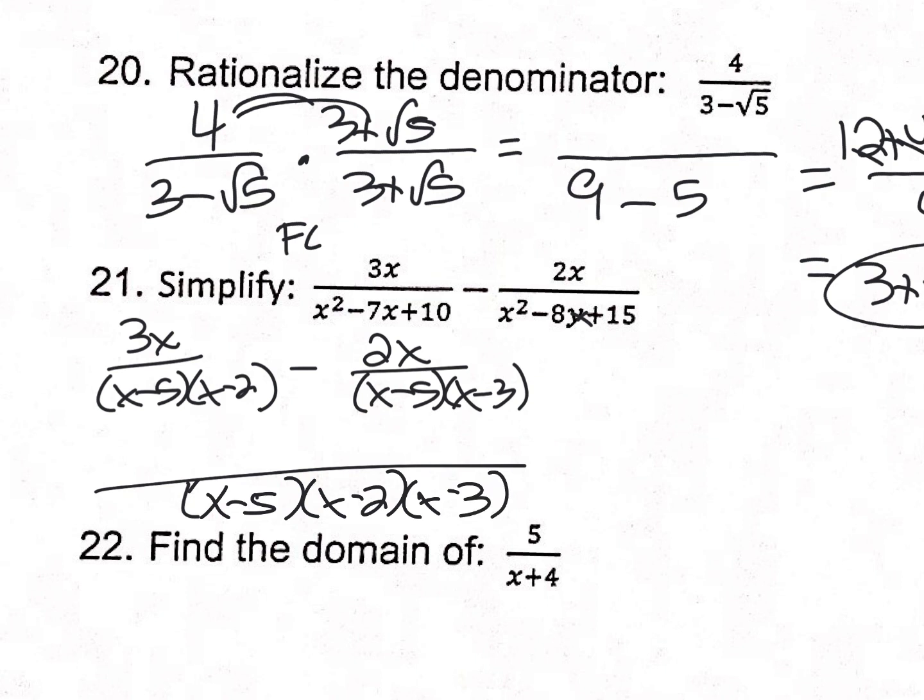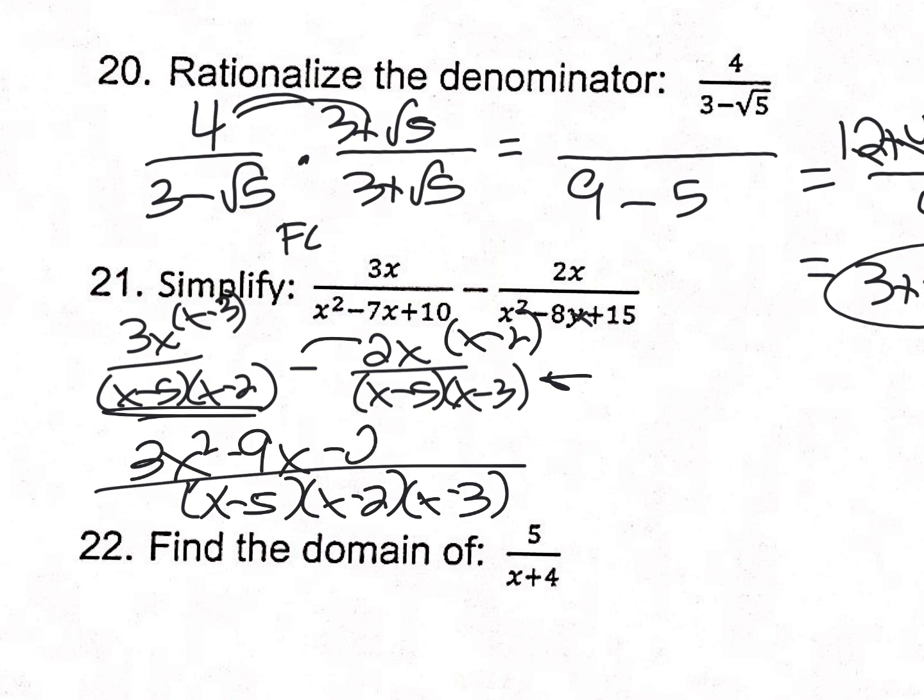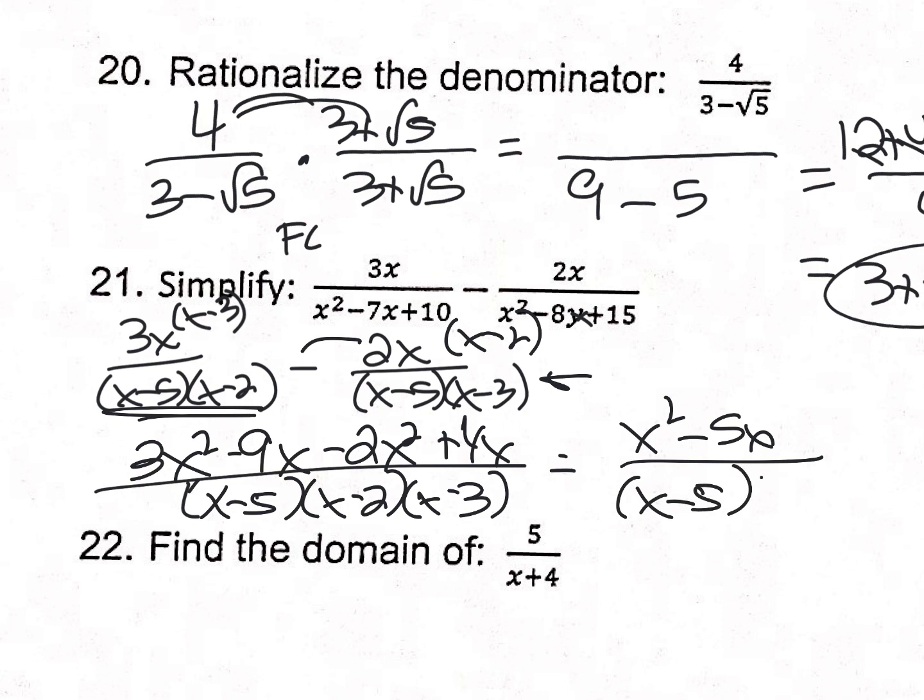So I got to look at that and ask myself, what's the first one missing? Well, it's missing the x minus 3. So I'm going to do 3x times x minus 3, which is 3x squared minus 9x. And this one is missing the x minus 2. So I'm going to multiply the x minus 2 times the numerator. Remember, it's negative 2. So it's going to be negative 2x squared and a positive 4x. Add your numerator. That gives me x squared and a minus 5x over x minus 5, x minus 2, x minus 3.